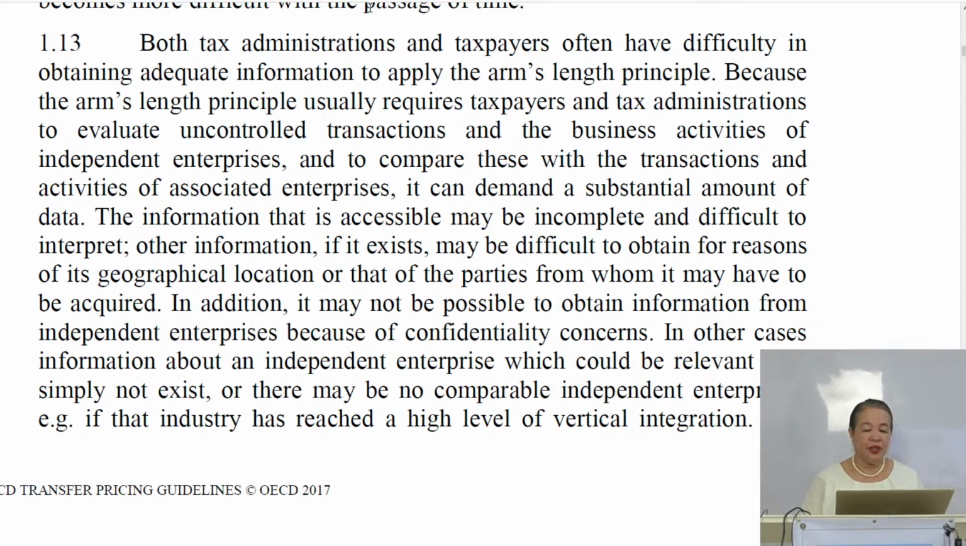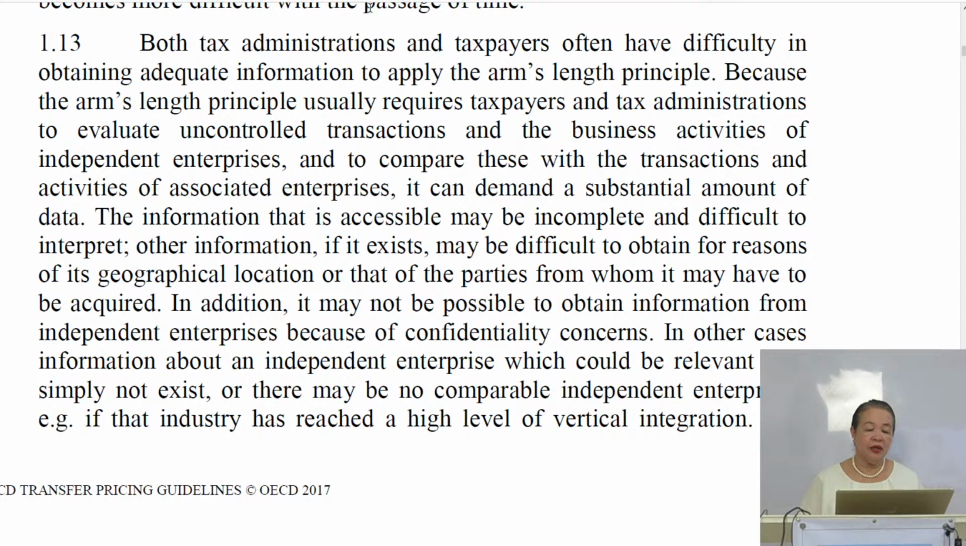The information that is accessible may be incomplete. No? Sometimes it's lacking, so you cannot use it because it is not complete to give you the whole picture or the whole idea about the situation. So incomplete and difficult to interpret.